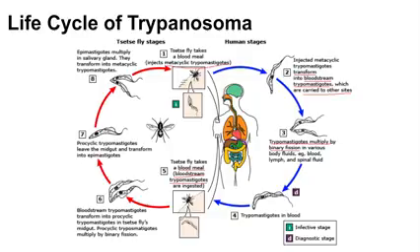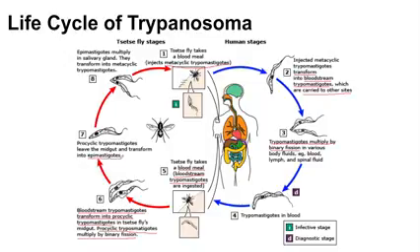So once the tsetse fly ingests bloodstream trypomastigotes from an infected individual, these bloodstream trypomastigotes inside the tsetse fly can then transform into procyclic trypomastigotes within the tsetse fly's midgut. And then these procyclic trypomastigotes can multiply again by binary fission. The procyclic trypomastigotes eventually leave the midgut of the tsetse fly and then transform into epimastigotes.